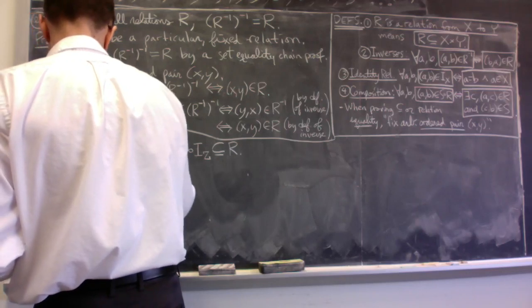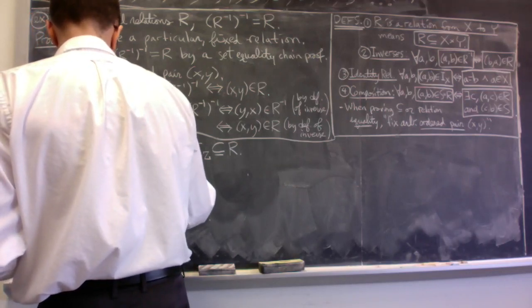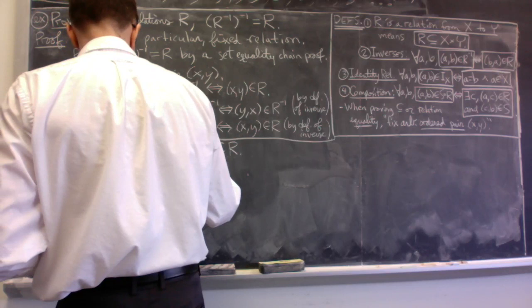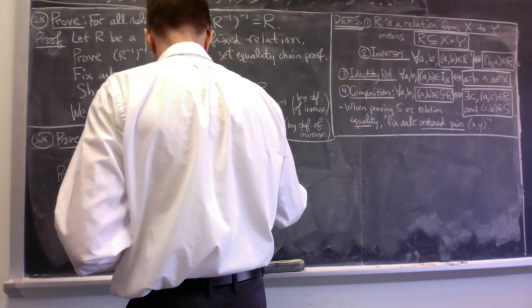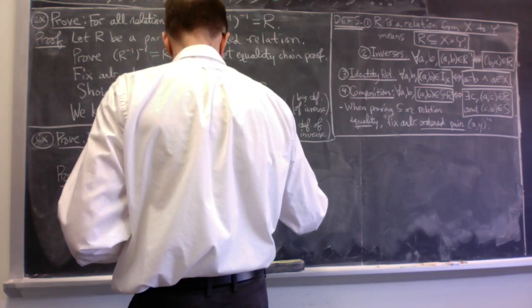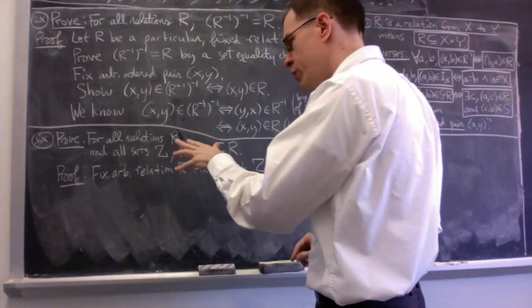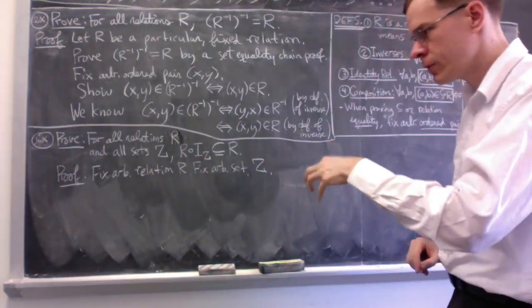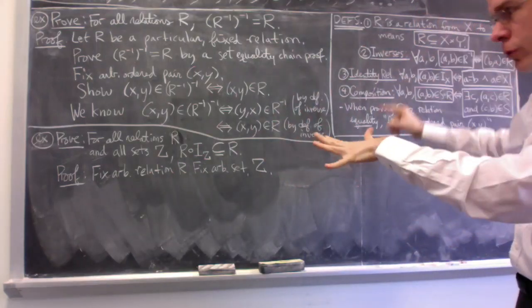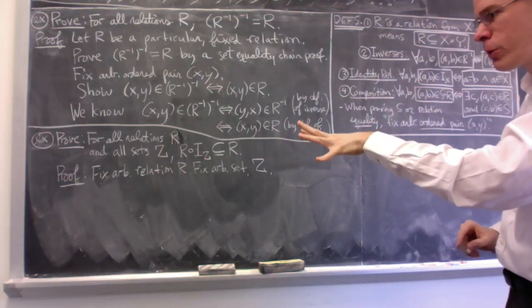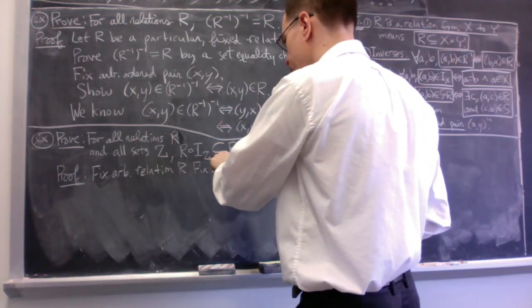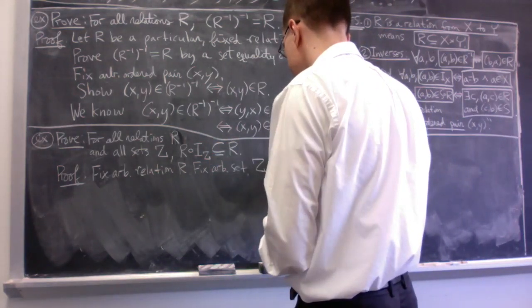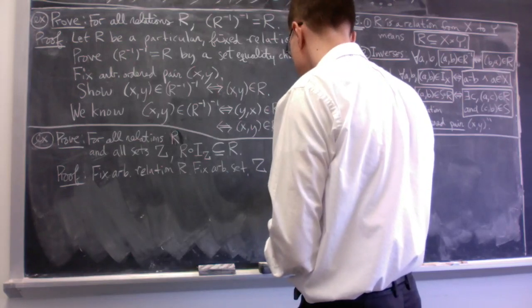We'll fix an arbitrary relation R. Fix an arbitrary set Z. Note carefully, I'm not assuming R is a relation from Z to some other set. It's just a relation, a set of ordered pairs. That'll be important later. And we're going to prove this subset statement.